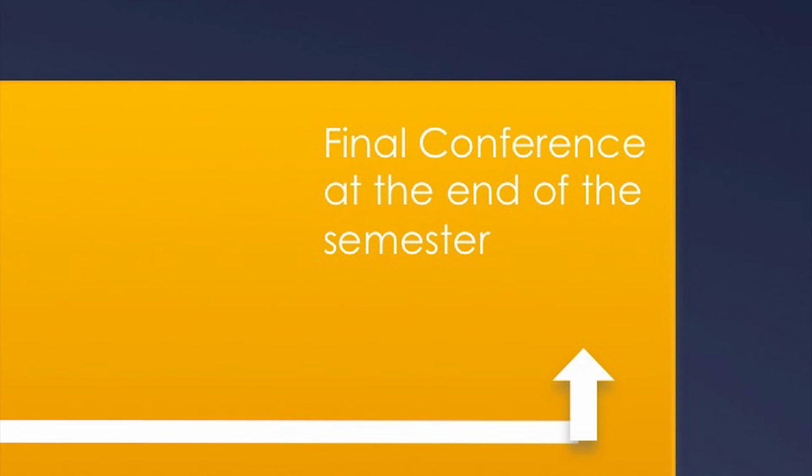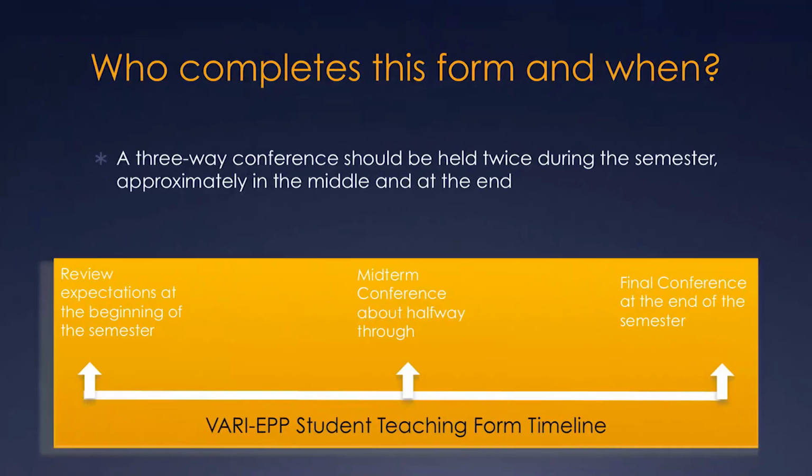The purpose of the three-way conference is for each person, the student teacher, the cooperating teacher, and the university supervisor, to have an opportunity to share each person's evaluation of the student teacher's performance. At this conference, each person will share the ratings and evidence he or she wrote on the form, and the university supervisor will record the consensus. A consensus form can be found in the supplementary materials for this module.